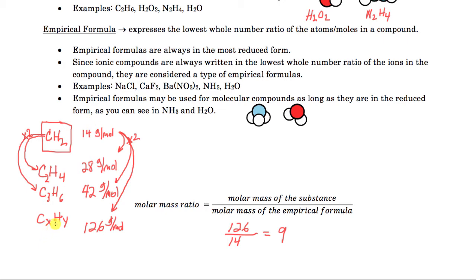So therefore I can conclude, based on the fact that I see this pattern going on, that this formula has to be 9 times greater than the formula of the empirical formula. So therefore I'd have C9H18. And that's really the trick that I'm going to use to figure out my molecular formula. So really, molecular formula problems are nothing more than empirical formula problems with just one more step added to them. So let's take a look at another example.